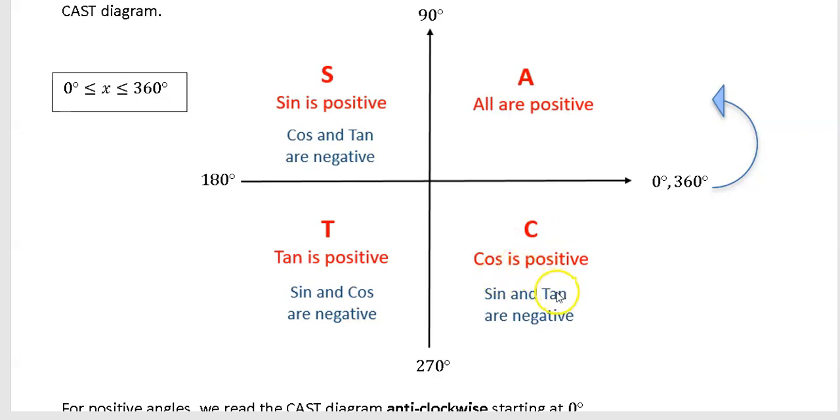So it's called a cast diagram, C-A-S-T. So if you start in the bottom right hand corner, C, then A, then S, then T.